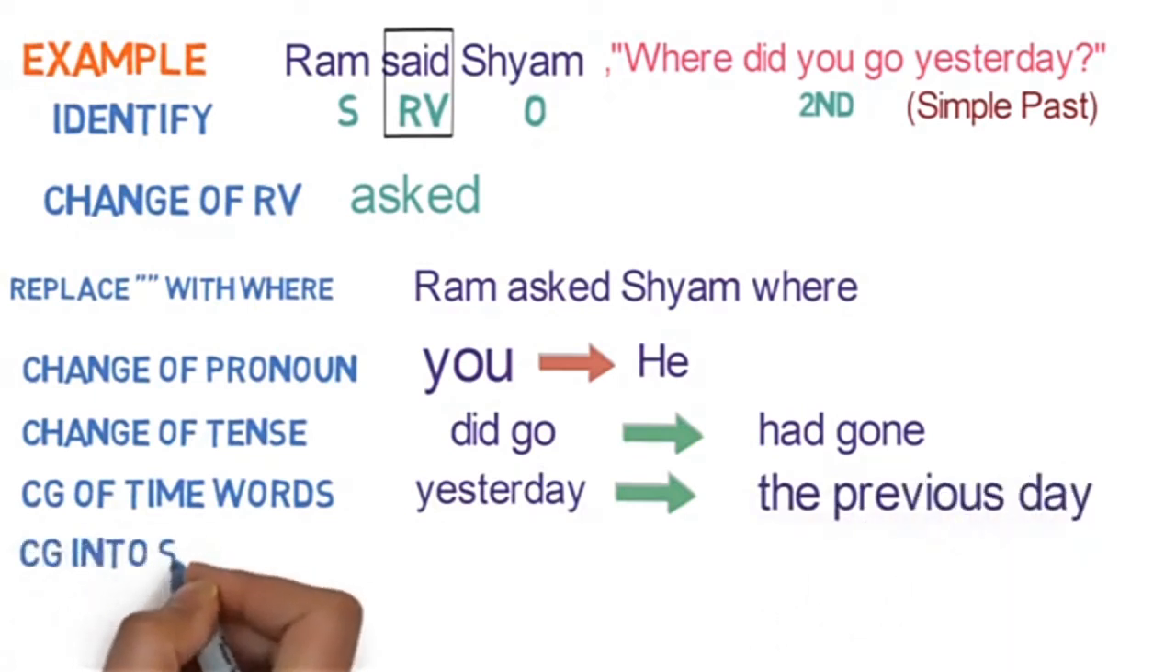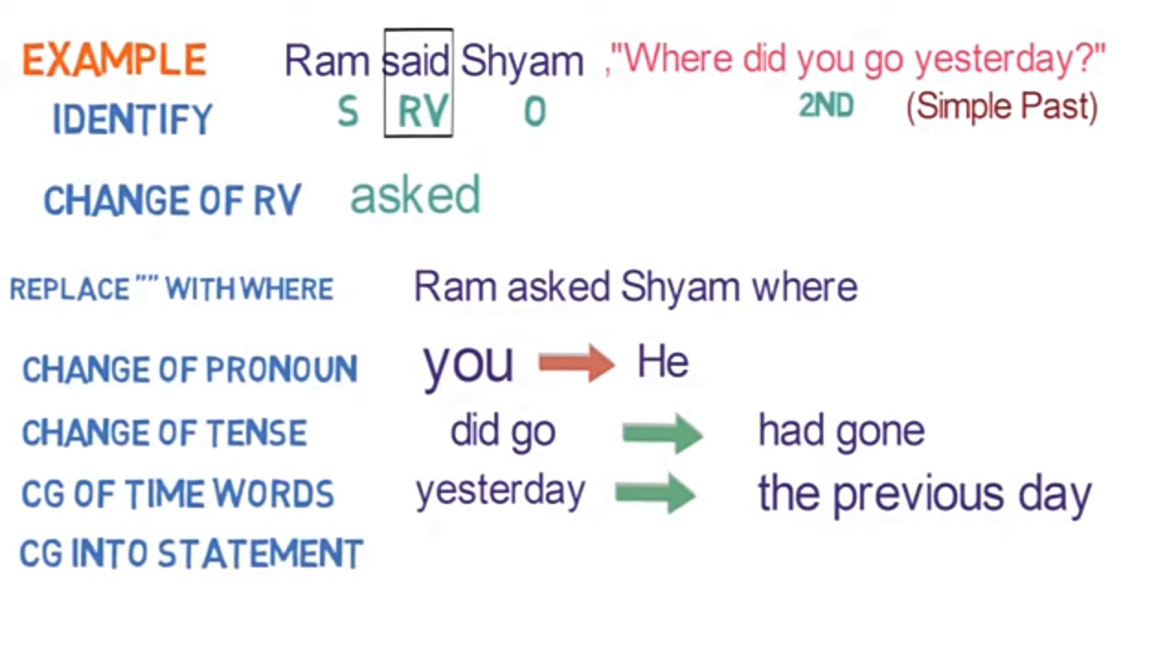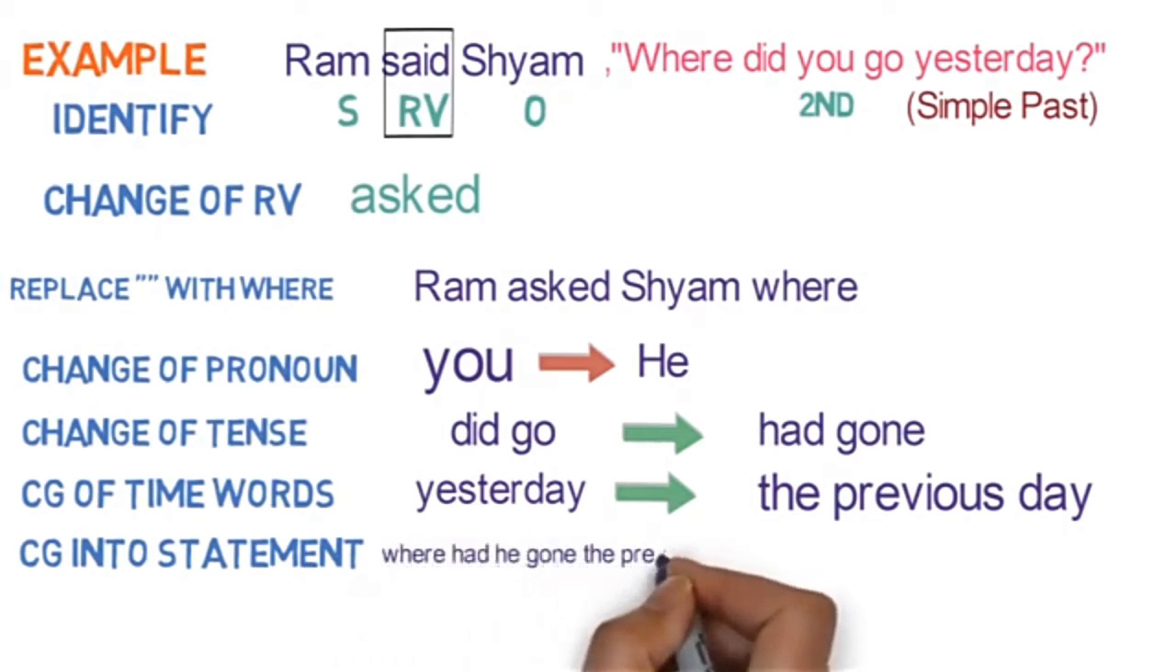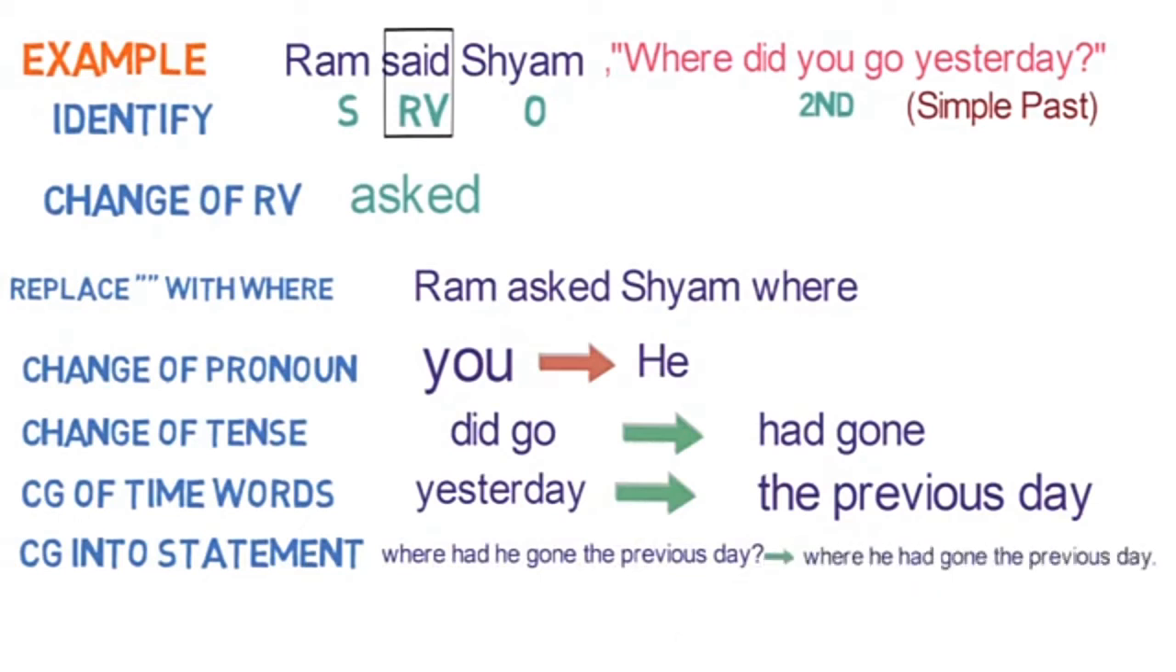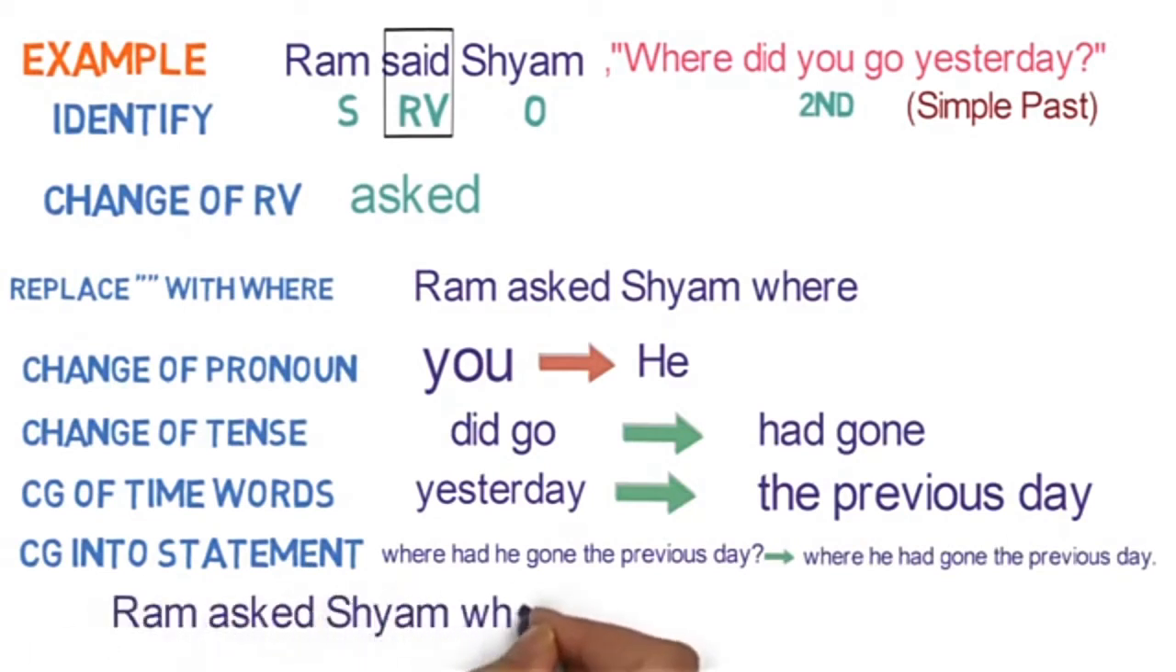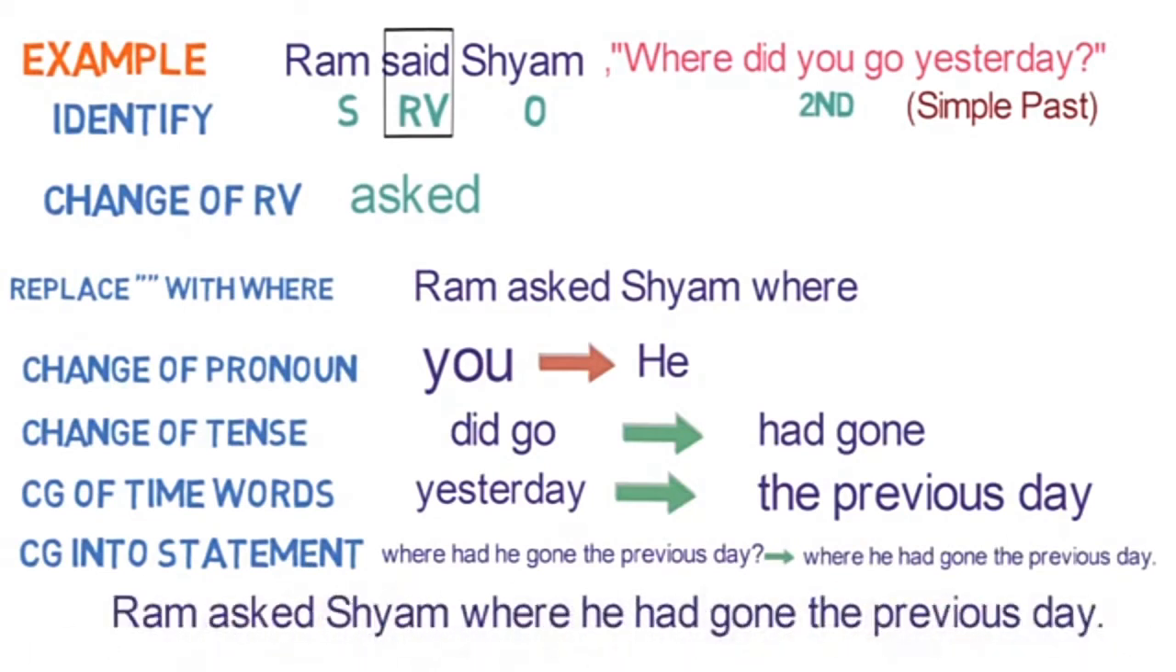Now, the last step is to convert a question into a statement. So, after step 6 the sentence becomes like this. Where had he gone the previous day? Converting it to a statement, it becomes where he had gone the previous day. The final converted sentence is Ram asked Shyam where he had gone the previous day.